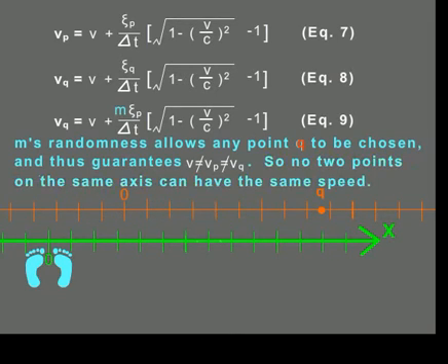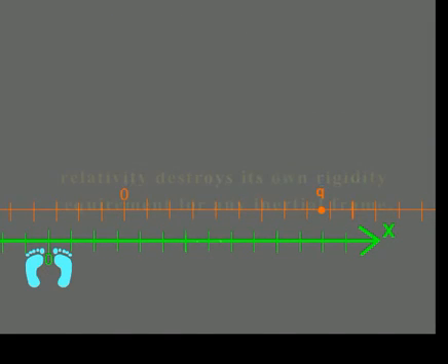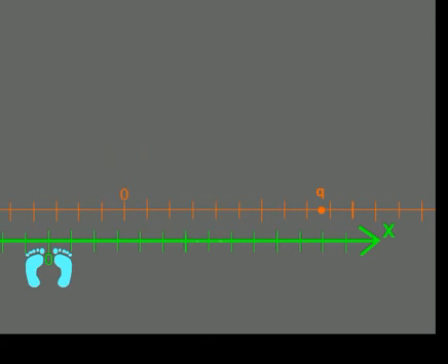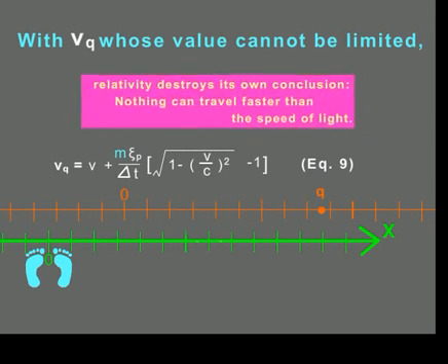Relativity thus destroys its requirement on the rigidity of an inertial system. Since Q can be arbitrarily large on a numerical axis, relativity must allow the appearance of infinite value for speed. The existence of a speed limit in nature is thus found crumbled.